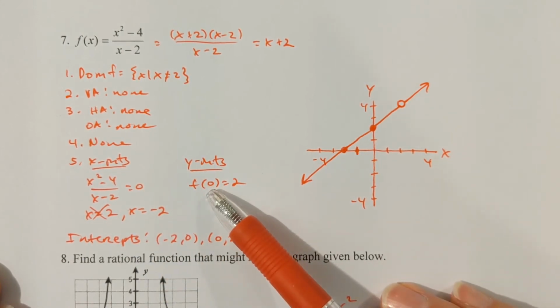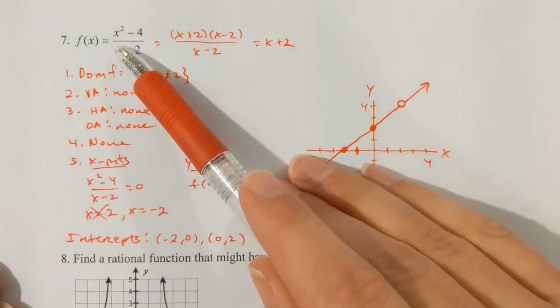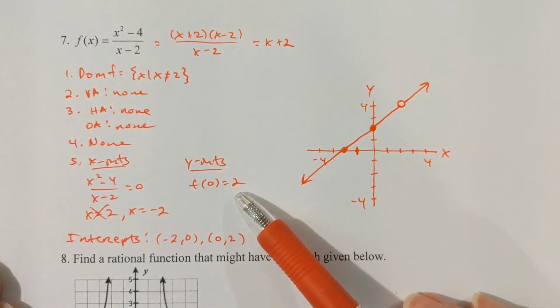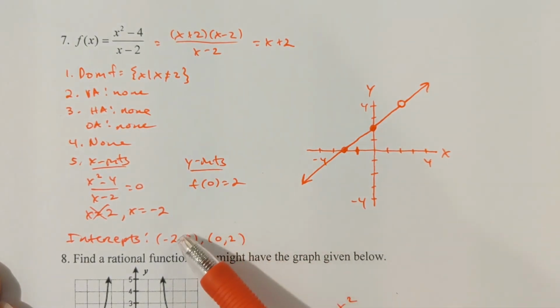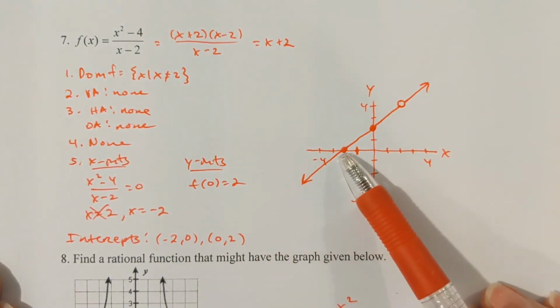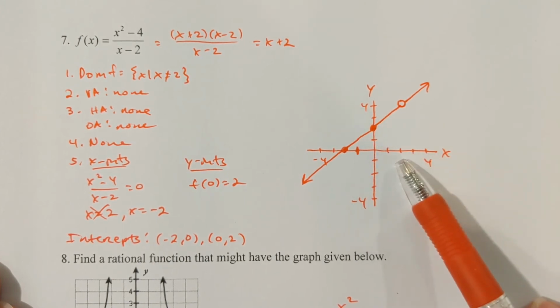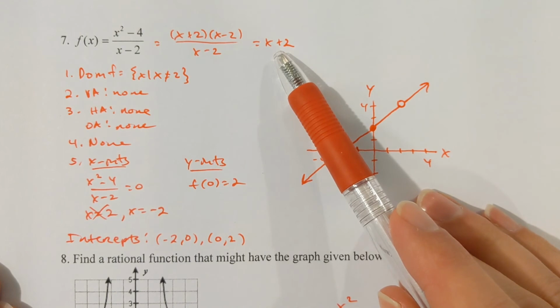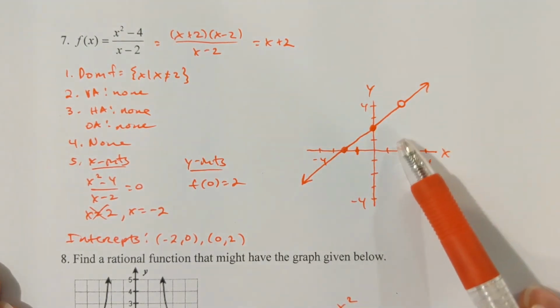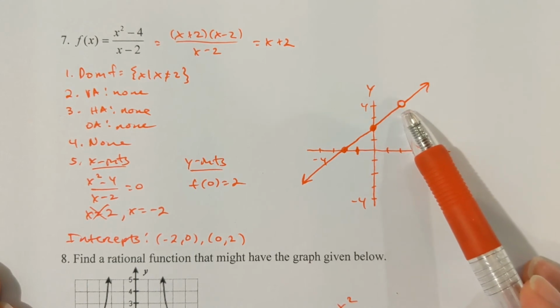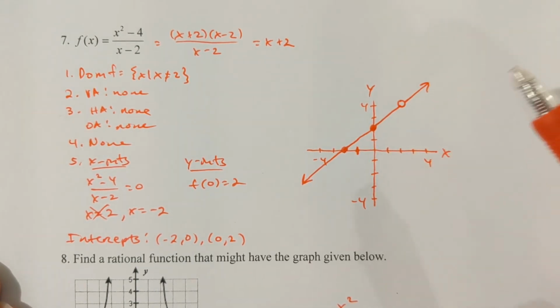And to get the y-intercept, if you plug 0 into the function, you could plug it into the simplified form here. You get 2 in return. And so these 2 points would be my 2 intercepts that I've got. Now, if x is 2 and I plug that into the simplified form, I get 4. Okay? The point (2, 4), I want that not to be on the graph. I've got that indicated with an open circle.